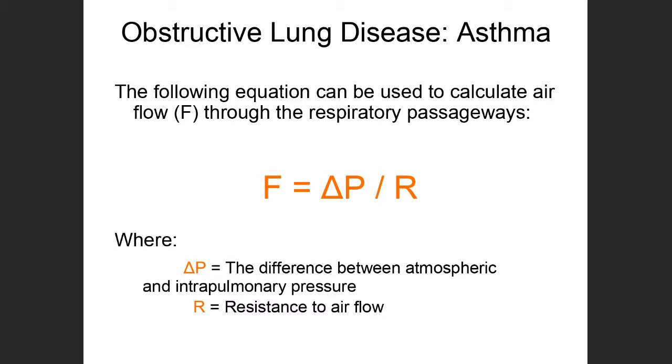So F is equal to this triangle P, or difference in pressure, divided by what's known as the resistance. So resistance is what's opposing that airflow.